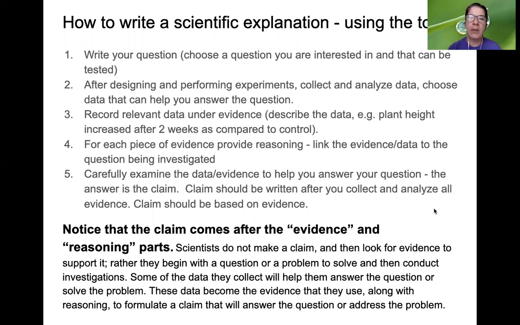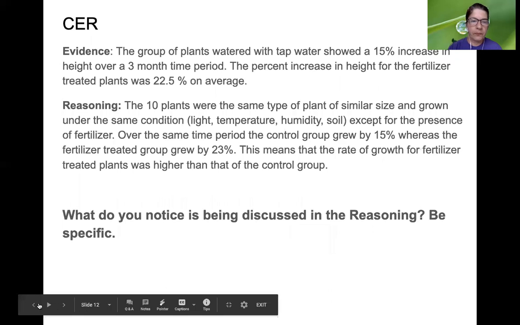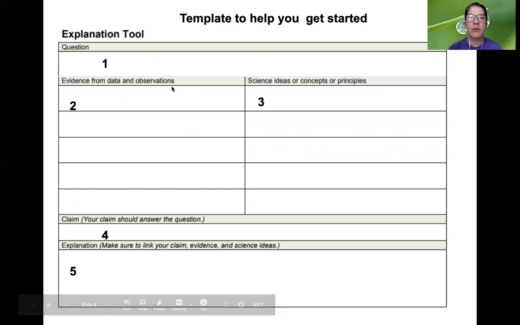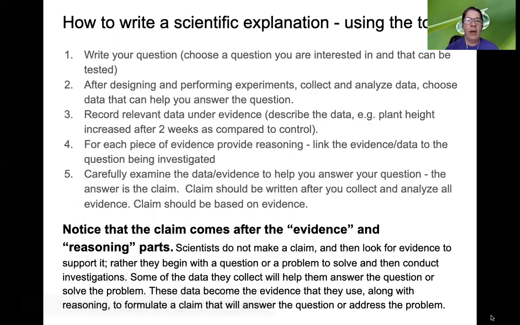For example, plant height increased after 2 weeks as compared to control. So right here in number 2, you're going to be describing the data that you're going to be using as evidence. For each piece of evidence, you have to provide reasoning. You're basically linking the evidence, the data, to the question being investigated. That is your reasoning component. You're going to be carefully examining the data and evidence to help you answer your question.